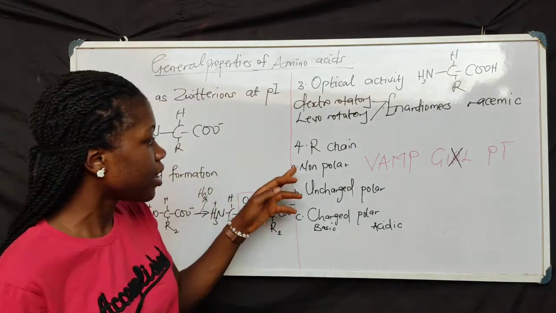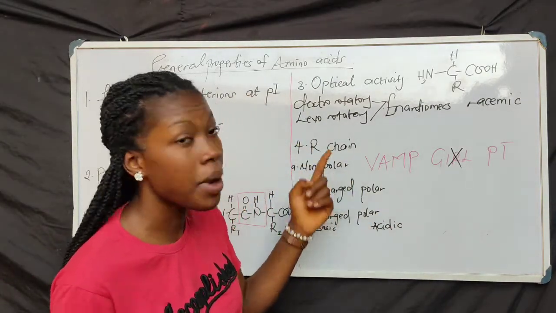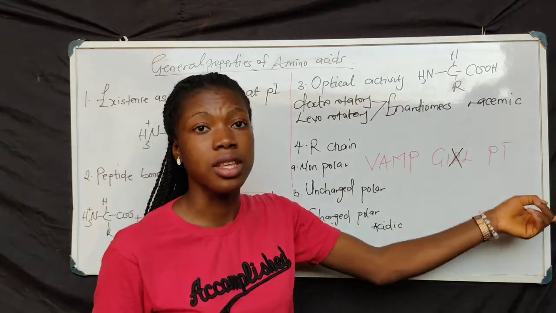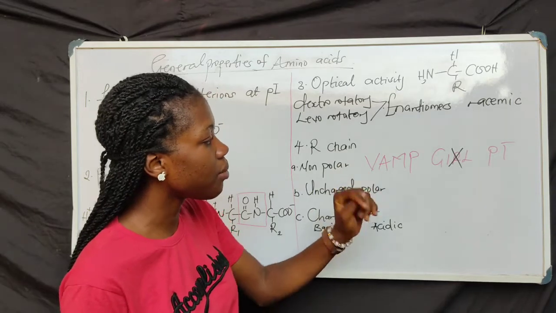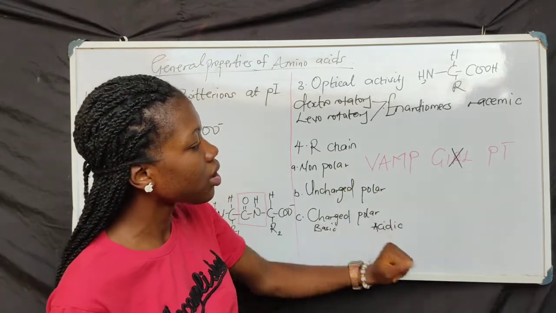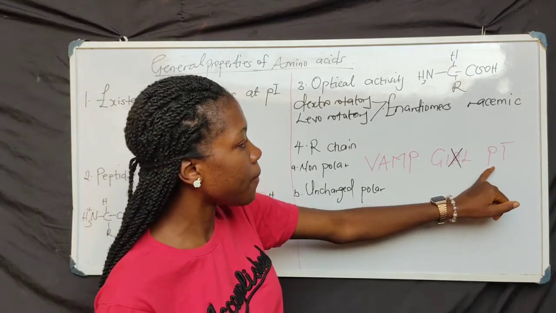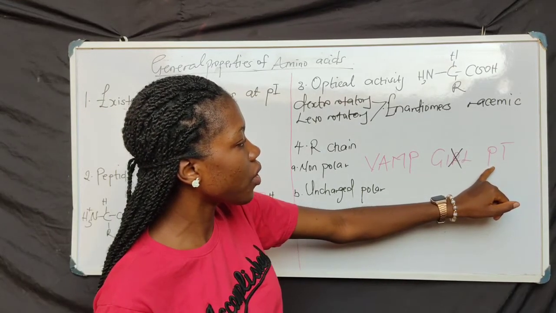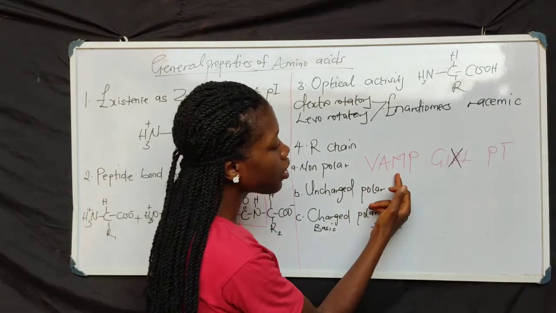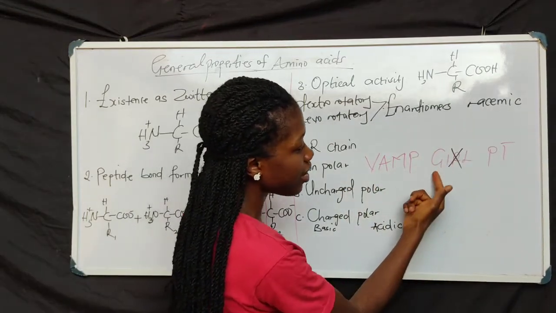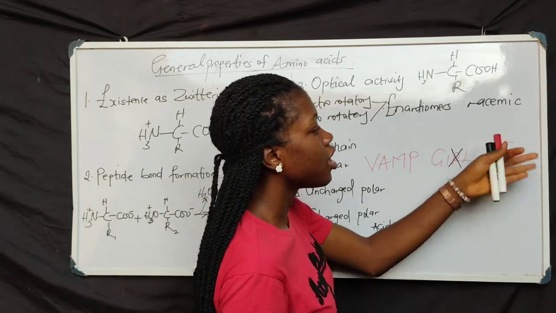Once again, the non-polar amino acids are 9 in number. Remember the mnemonic, I said VAM GIL PT. They are valine, alanine, methionine, proline, glycine, isoleucine, leucine, phenylalanine, and tryptophan.